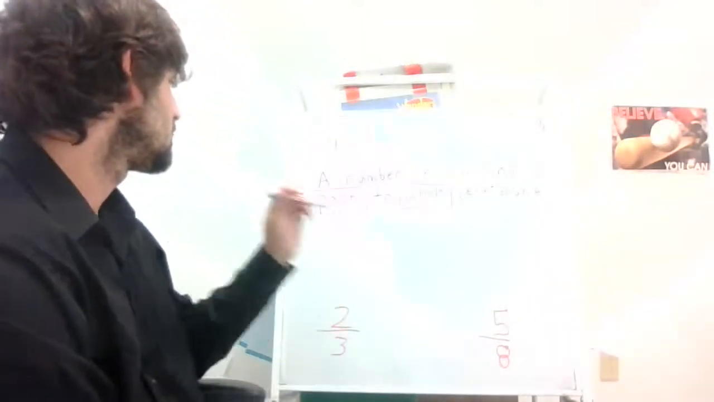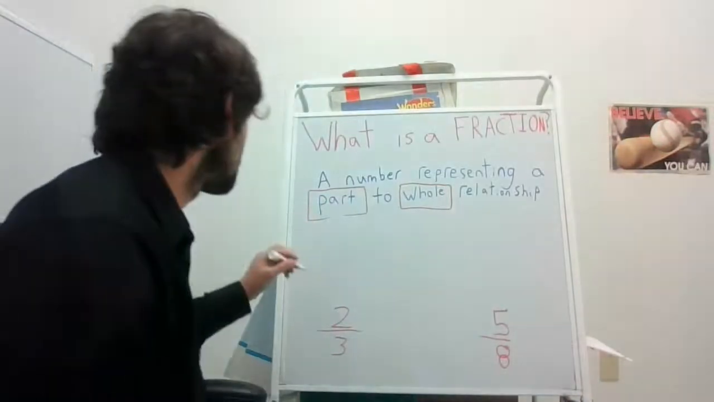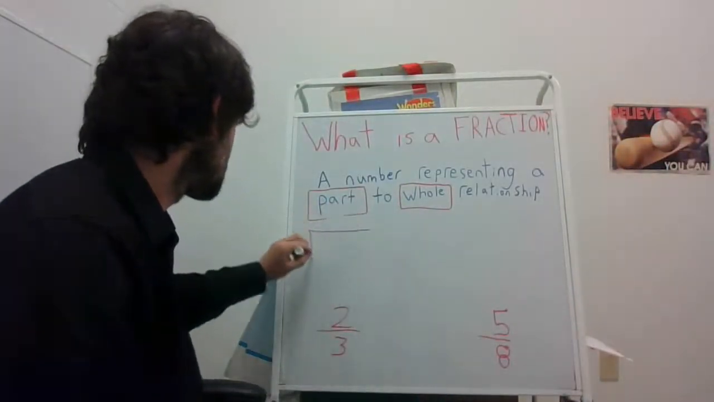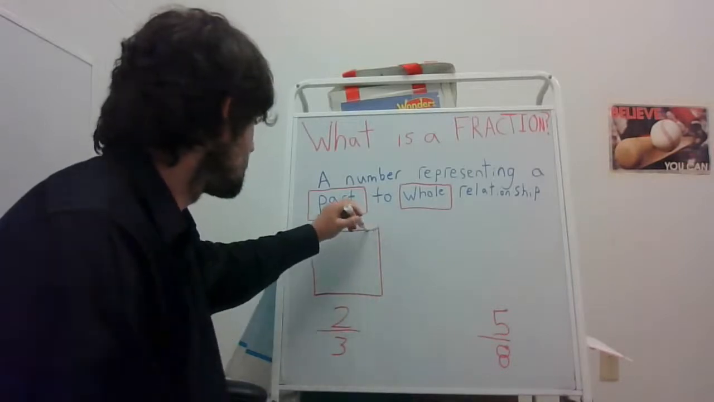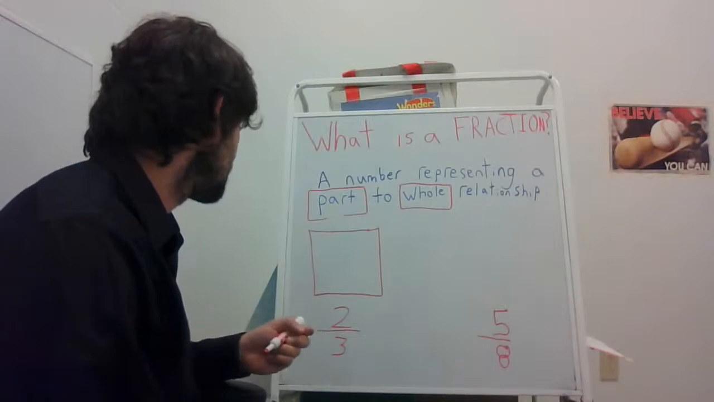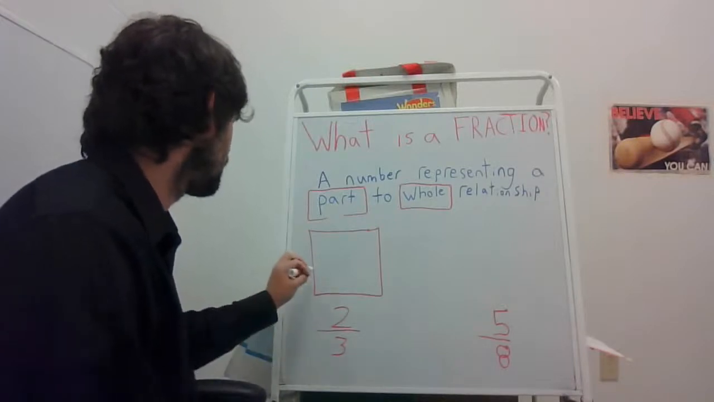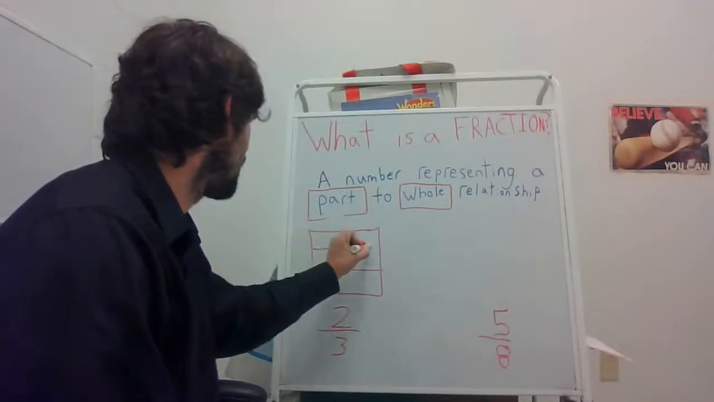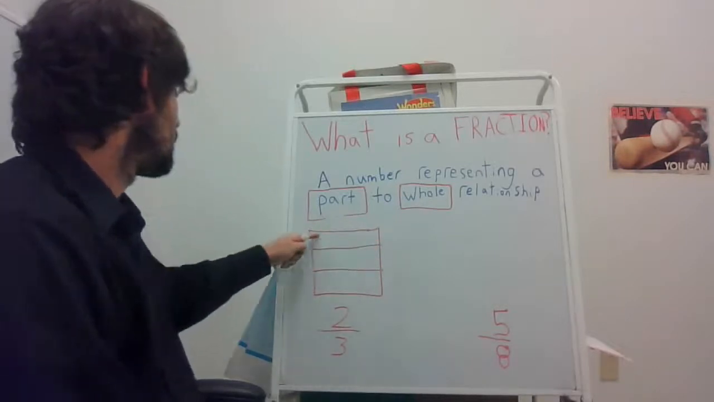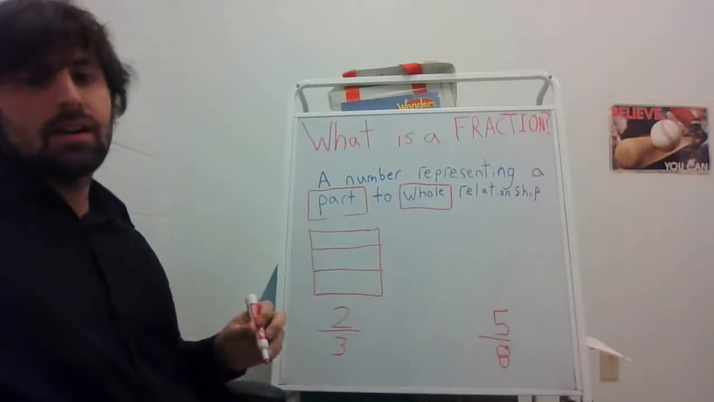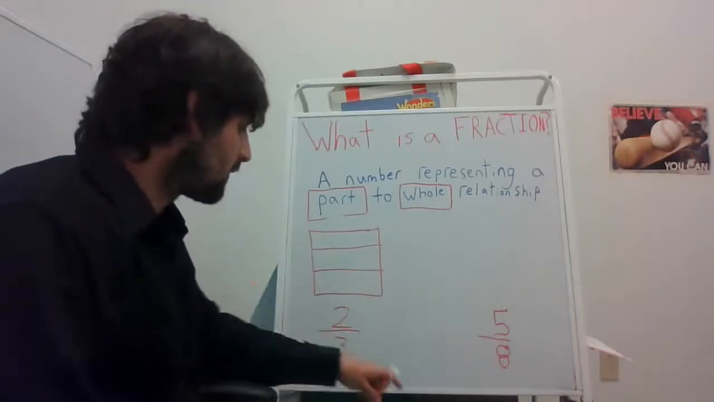So I'll use like a square and a rectangle this time. That'll make it easier. So the denominator, the bottom number, is 3. So that means there's going to be a total of 3 parts. So I'm going to break this rectangle down to 3 equal parts. 1, 2, 3. So I have 3 total parts. Now I'm going to shade 2 out of those 3 parts in.